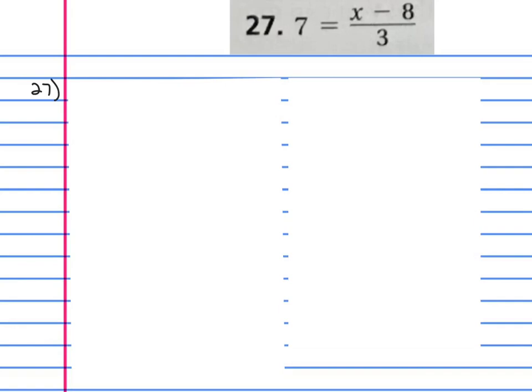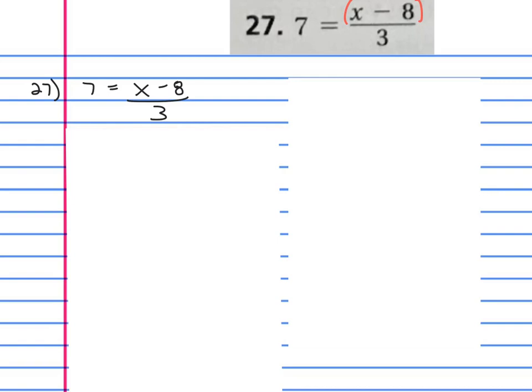Remember, there's an invisible parentheses around each top and bottom of a fraction bar. Or, anything that's written as a fraction like this with an expression in it, there's an invisible parentheses around each part of it. Okay, so what does that look like for us? Well, when we're doing this, we first, of course, write the original equation untouched. 7 equals (x minus 8) over 3. We don't write those parentheses. We just know that they're there.